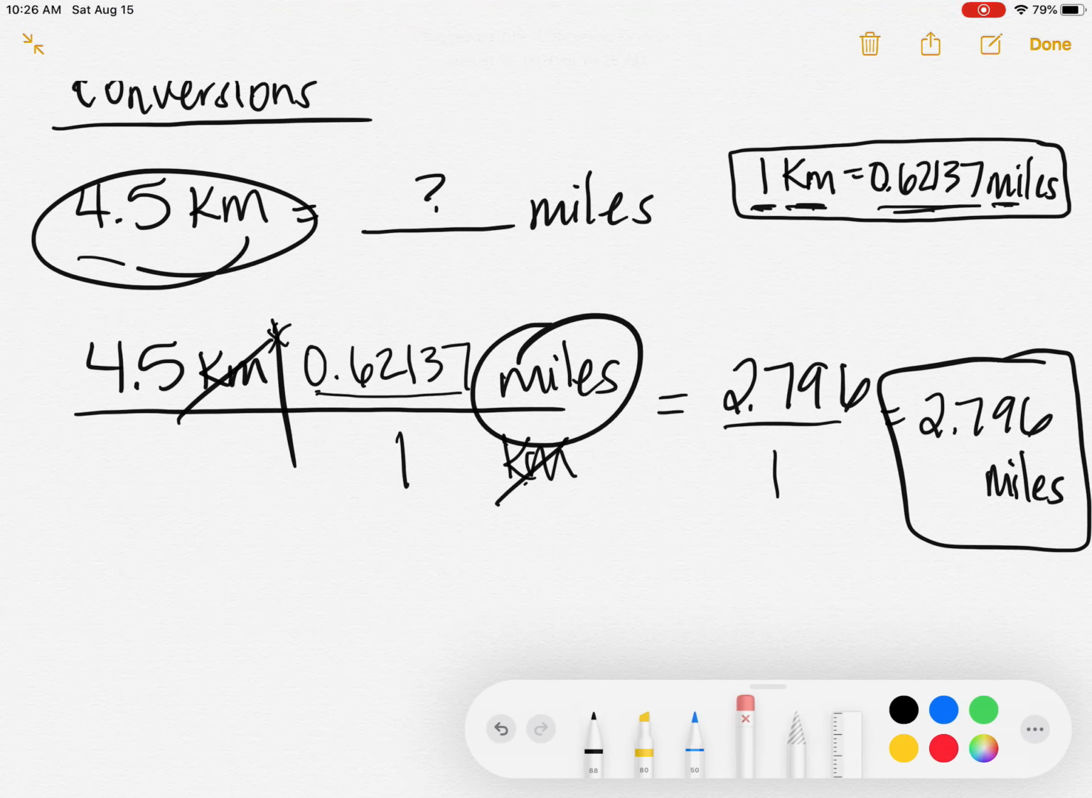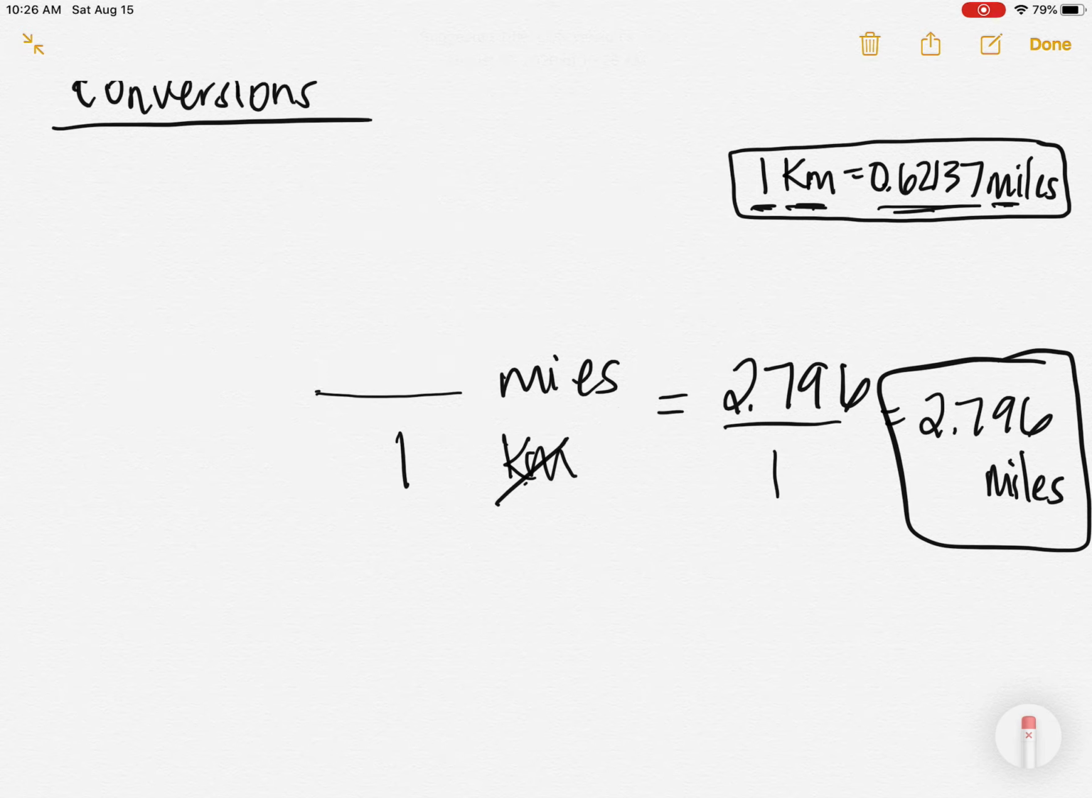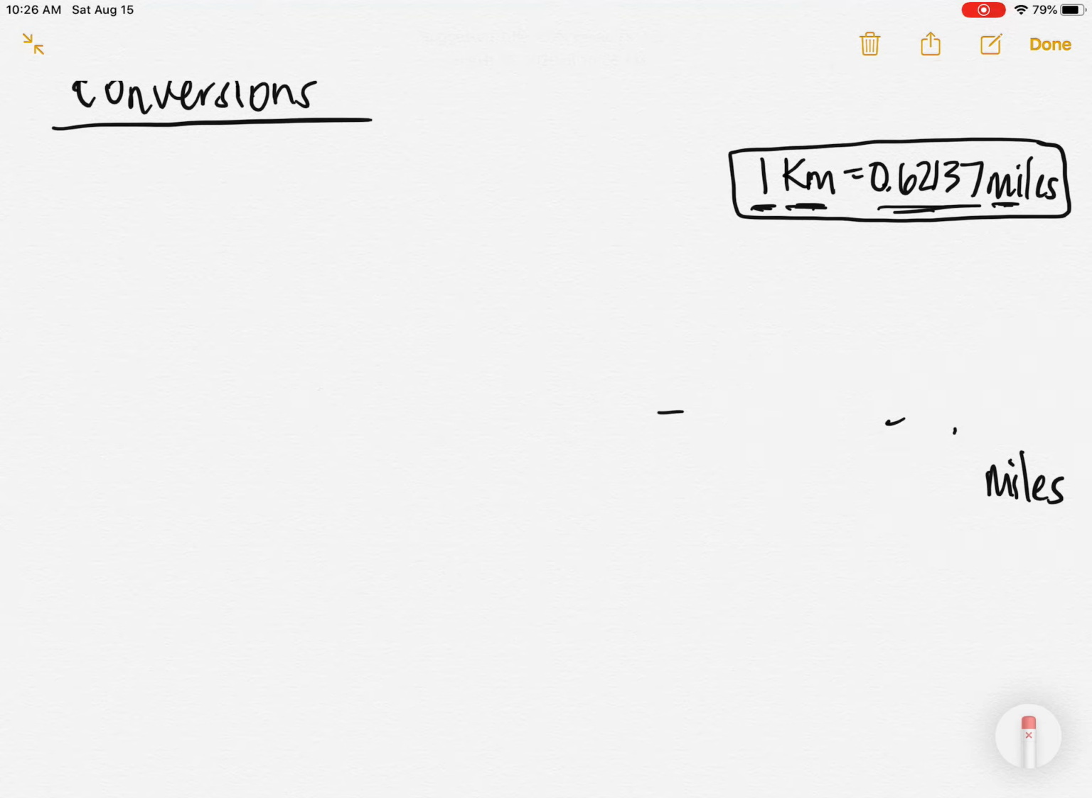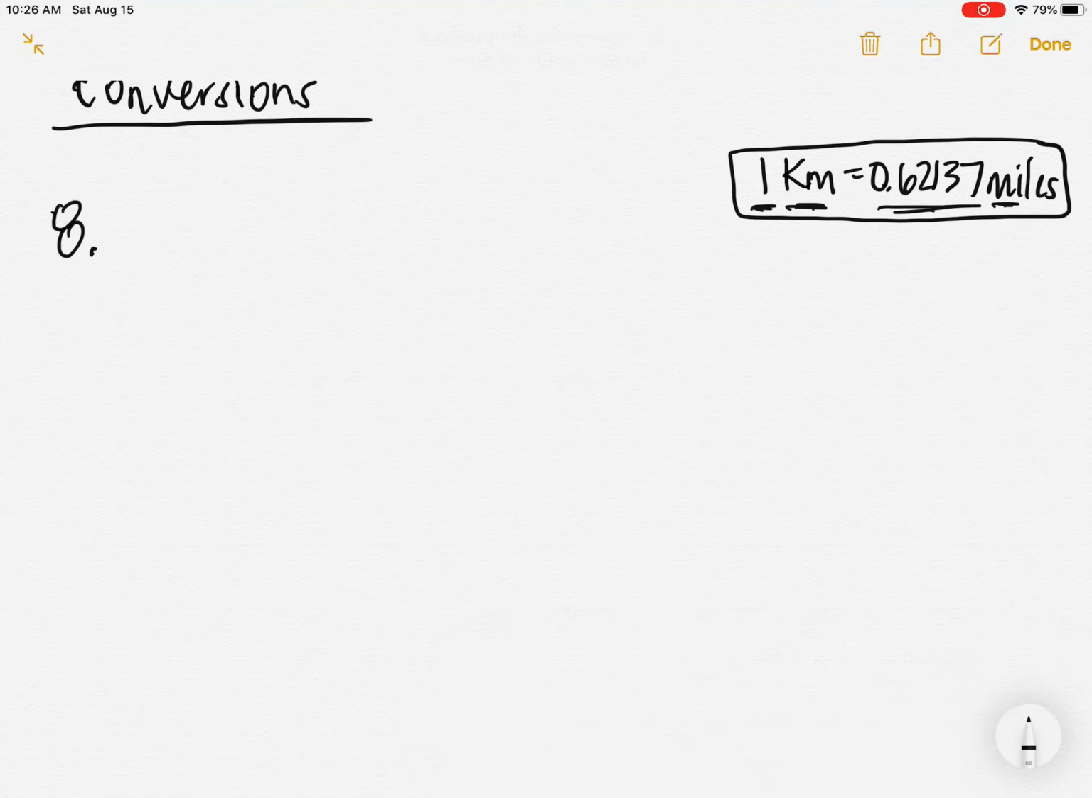So we're going to set these all up like that. And I'm going to do another one here, but I'm going to leave this up here because I want to show you something about this. Okay, so we're going to do almost exactly the same type of problem, except this time I'm going to say I have, I don't know, 8.25 miles, and I want to know how many kilometers that's equal to.